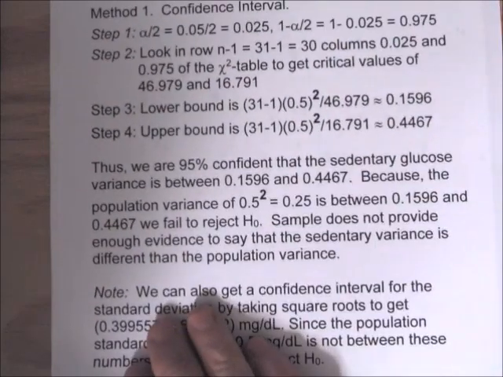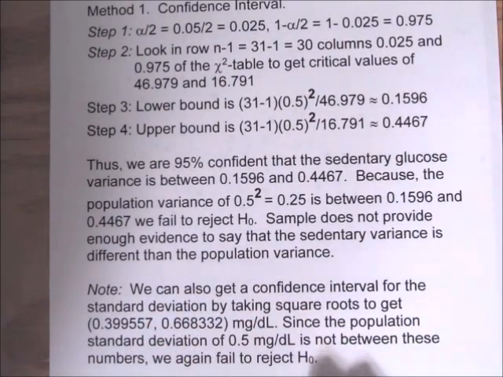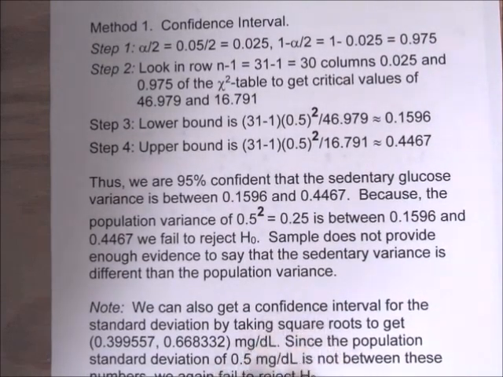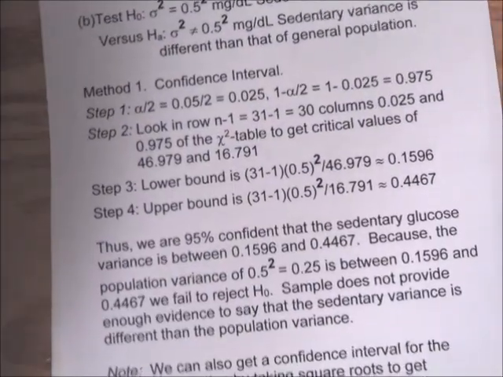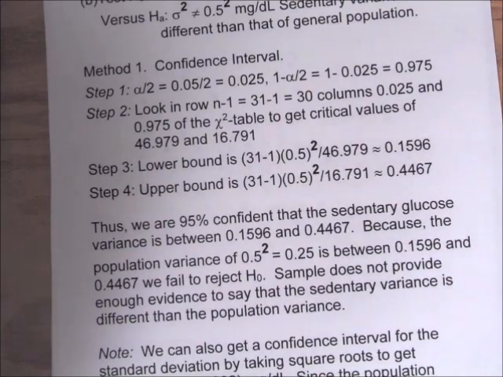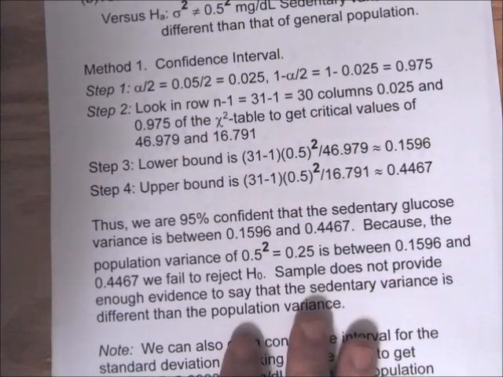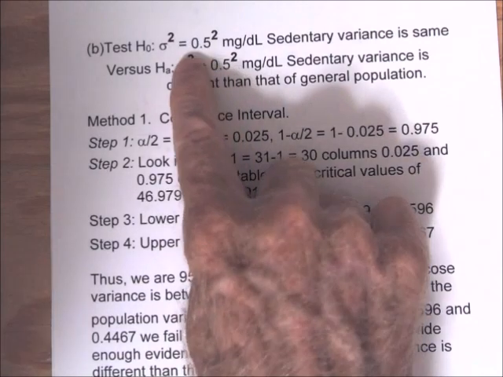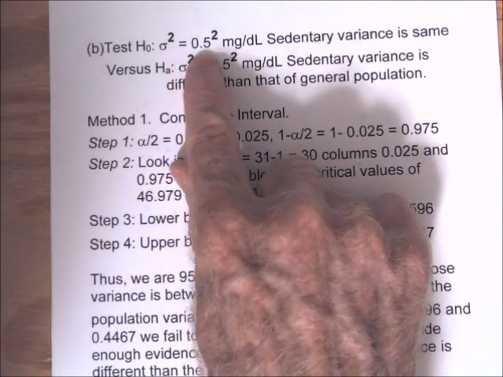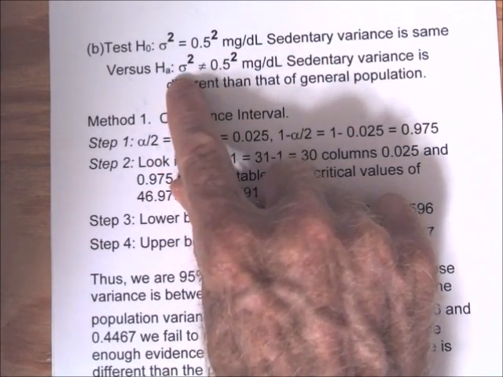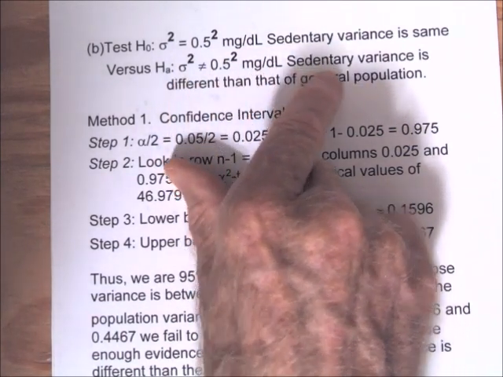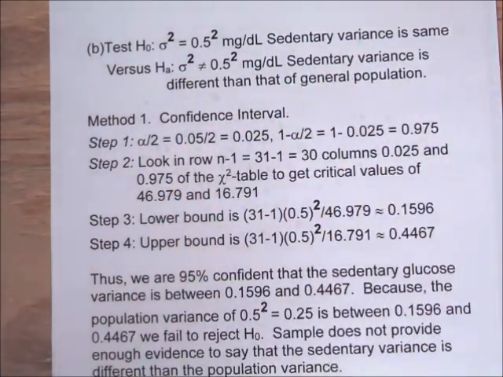The technology that we're mostly using is the TI-30X2 calculator. Okay, so with the same example, we can also do a test for the variance. We can test H0: sigma squared is equal to 0.5 squared, sedentary variance is the same, versus sigma squared not equal to 0.5 squared, sedentary variance is different from that of the general population. So the same example, except now we're testing the variance.